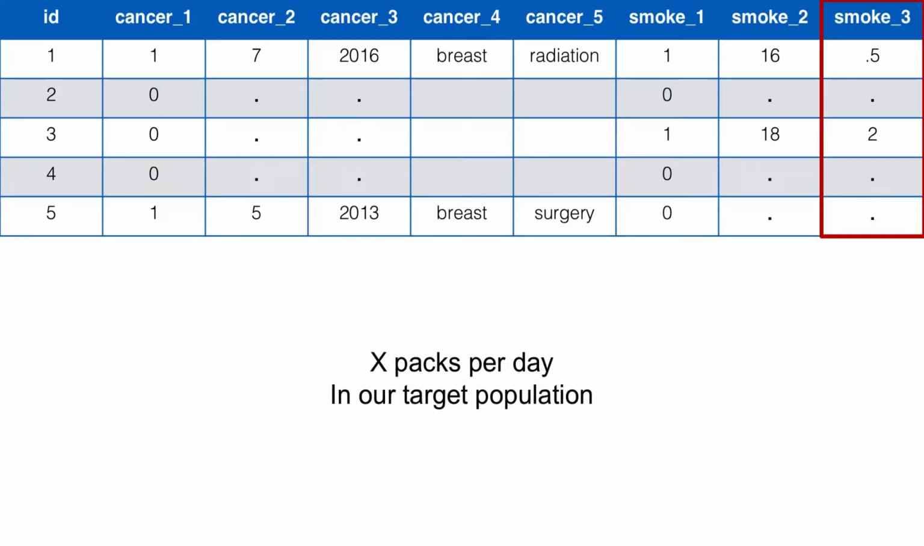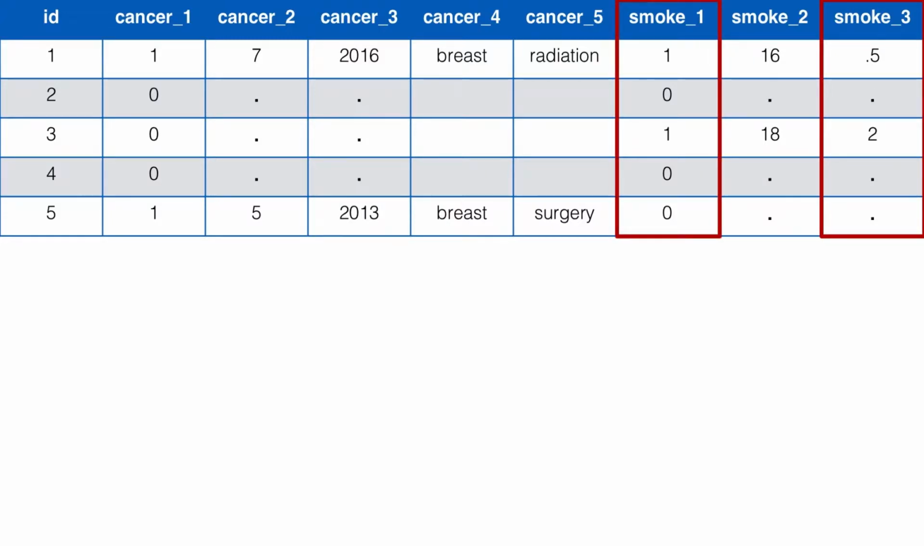But that isn't what we said we wanted to know. Our original question was about the average number of packs per day smoked in our target population, period. That implies everyone in our target population, not just smokers. So how does that change things? Well, participants 2, 3, and 5 currently have a missing value for Smoke 3. But when we consider Smoke 3 in the context of their answers to Smoke 1, don't we actually have more information than the data currently indicates?